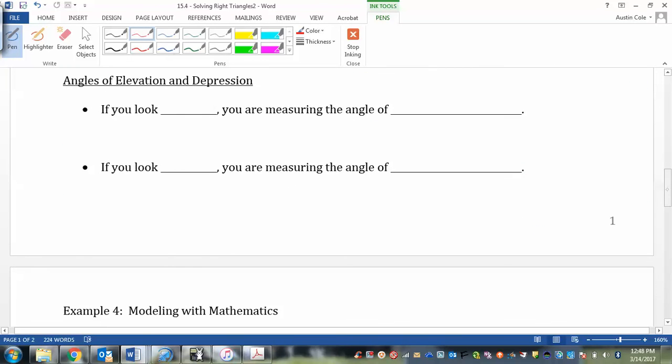Okay, now, some application, some story problems. Big idea, angle of elevation and depression. If you were going to look up, that is an angle of elevation. If we're going to look down, that is an angle of depression. So if you look up, you're measuring an angle of elevation. If you're looking down, that's an angle of depression.